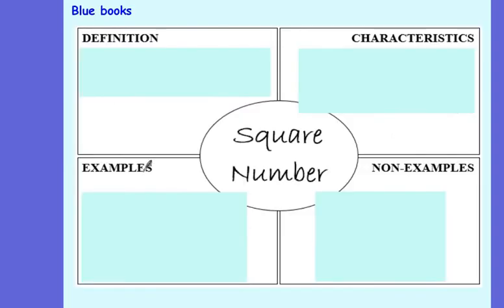Okay, Year 9, in your dark blue books or on a neat piece of paper, can you write "square number" in the middle of your page? And at the top, can you write me what you think a definition of a square number is? Any characteristics of a square number? Any examples of square numbers you can think of? And any non-examples you can think of? Pause the video for 5 minutes and have a go at that in your dark blue books or on a neat piece of paper now.